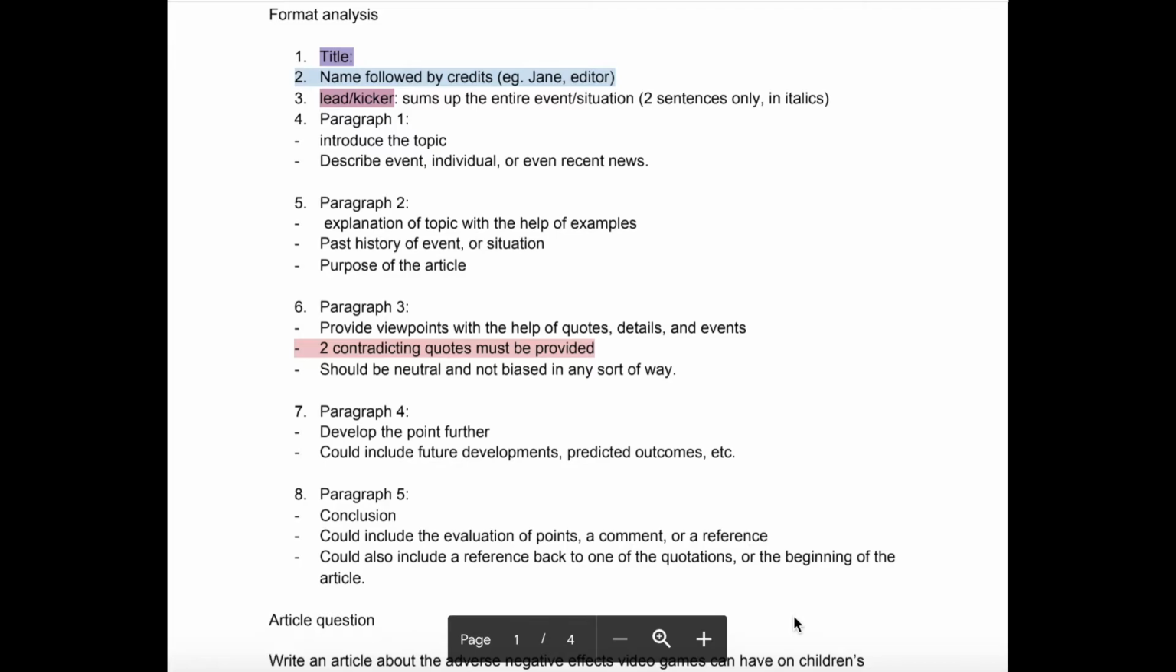The next is the lead/kicker. So what is a lead? A lead is a two-liner that sums up what you're going to talk about. Give a brief description of the content without giving away too much. Make sure it's written in italics as that is a mandatory requirement.